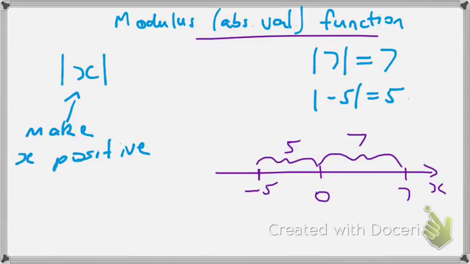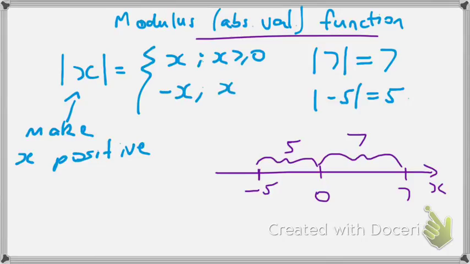And we can define the modulus function to be two things. So this is called a piecewise definition. It equals x when x is greater than or equal to 0, and it equals negative x when x is less than 0, which is exactly what I've done here. Right?